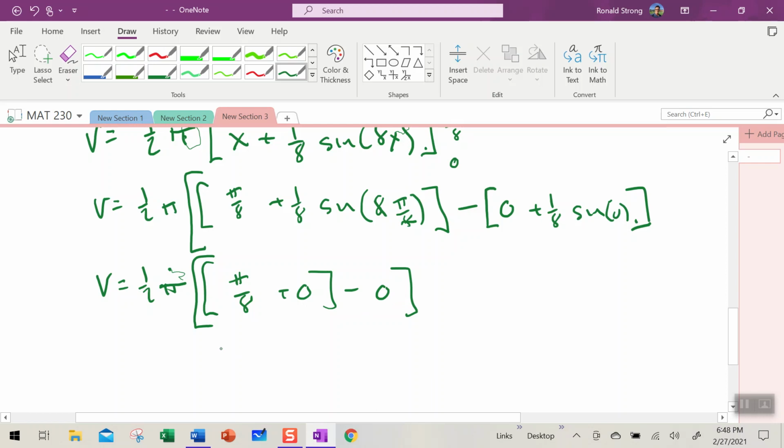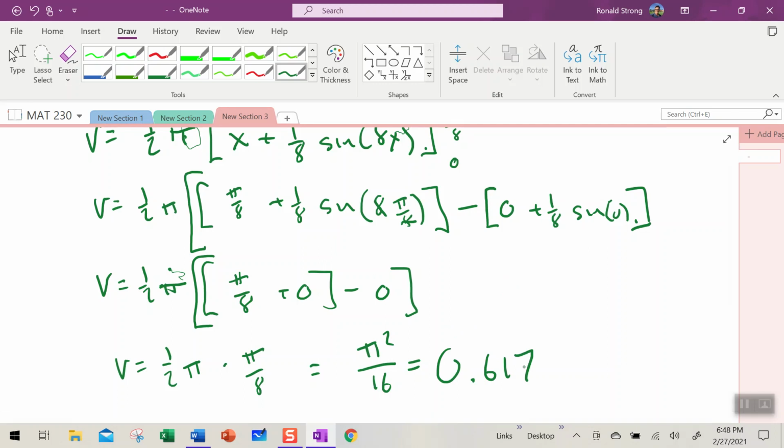And so what we have here is the volume is 1/2 pi times pi over 8, which, when we simplify that, is pi squared over 16 in simplified exact form, or 0.617. And that would be the volume generated by revolving y equals cosine of 4x about the x-axis between 0 and pi over 8.